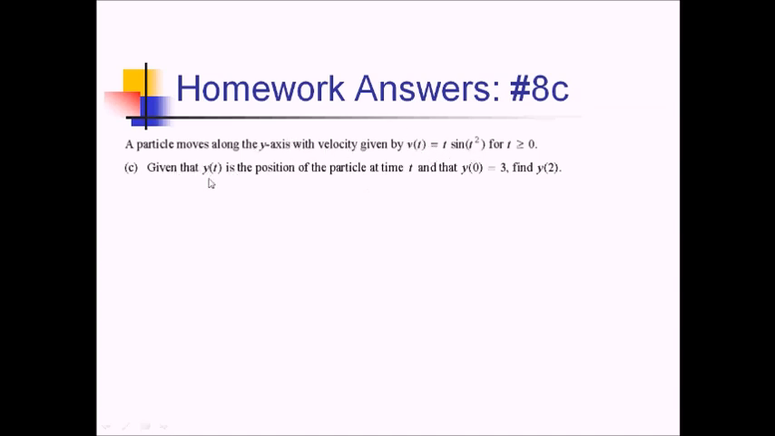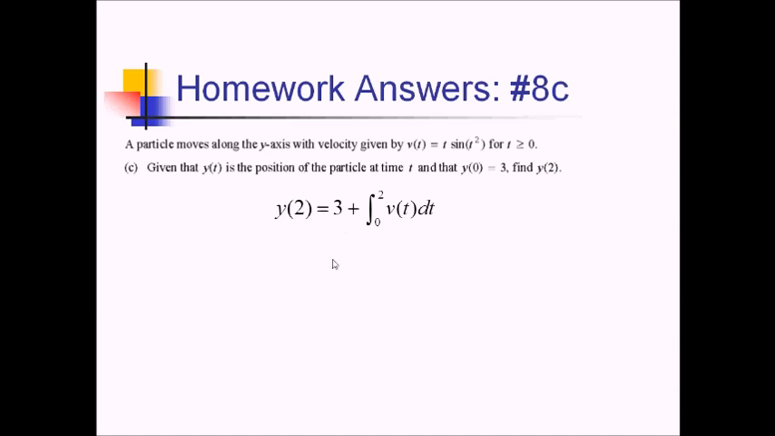For this part of the problem, we want the position of the particle, y of 2, given that we have an initial position of y of 0 equals 3. So we're basically using FTC on this one. We're going to say y of 2 equals y of 0, namely 3, plus the integral from 0 to 2 of our velocity function here.